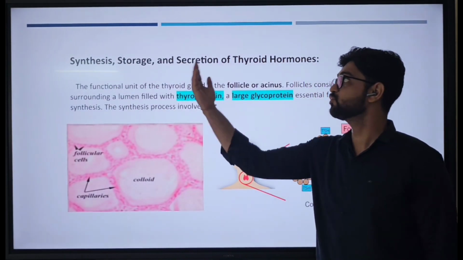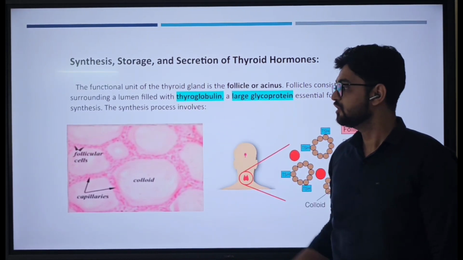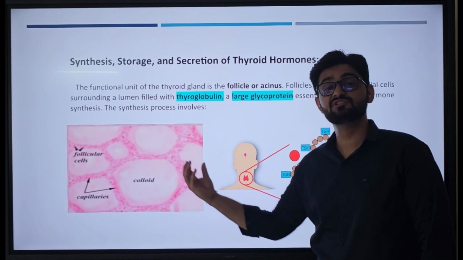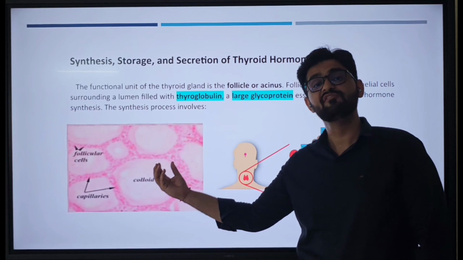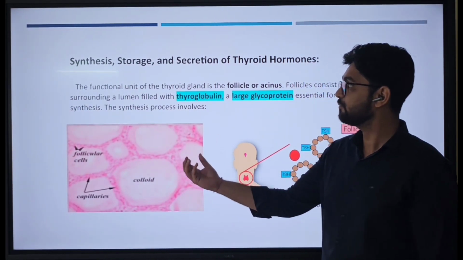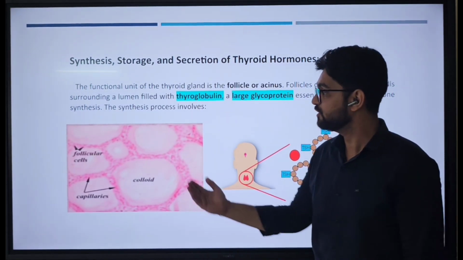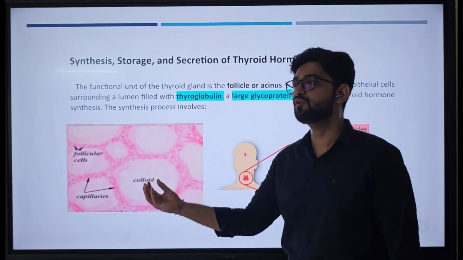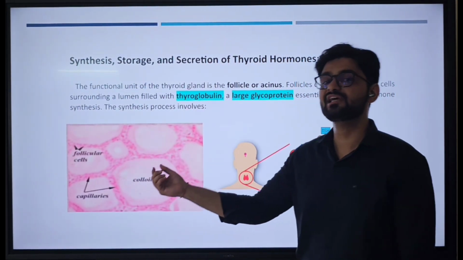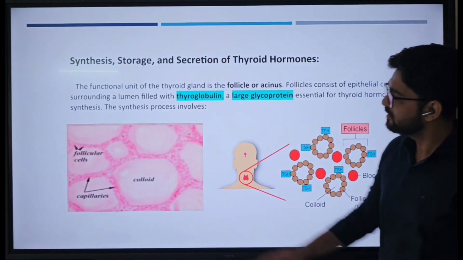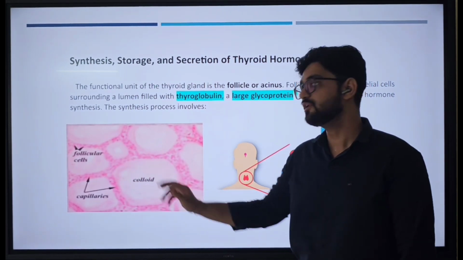Talking about the synthesis, storage, and secretion of the thyroid hormone. Before that, we need to know the constitution as well as the structure of the thyroid. When we talk about the thyroid gland, there are different cells as well as regions. The most important region is the thyroid follicle. Within the thyroid follicles, thyroglobulin, which is a glycoprotein, is accumulated. This thyroid follicle is surrounded by epithelial layers. Apart from that, the region shown here is the interfollicular space, to which calcitonin is related.